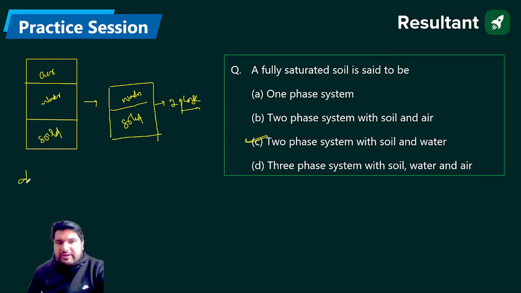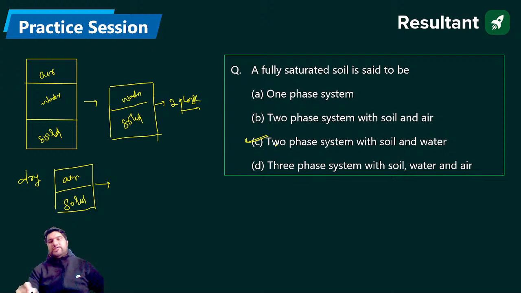If the soil is dry, in that case, the water content is zero. That means the soil is a two-phase system of air and soil solids. Absolutely correct. So the answer is C.